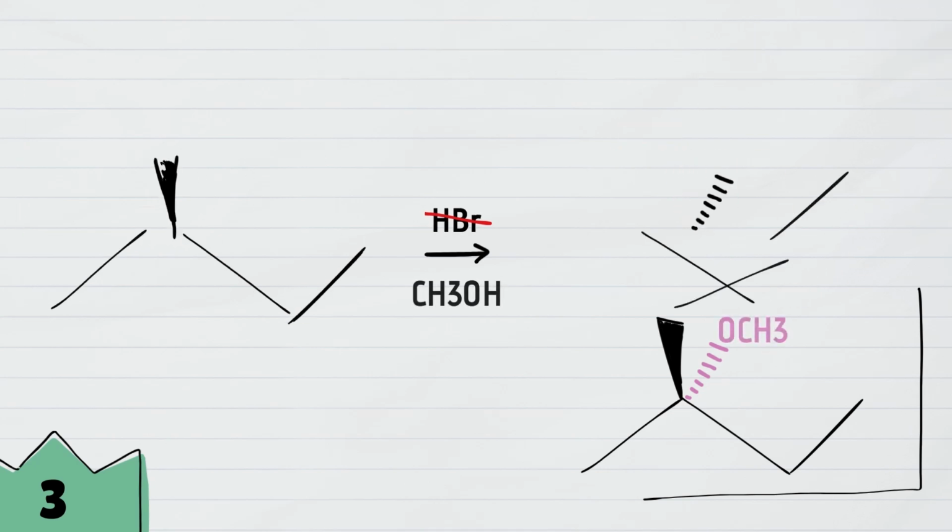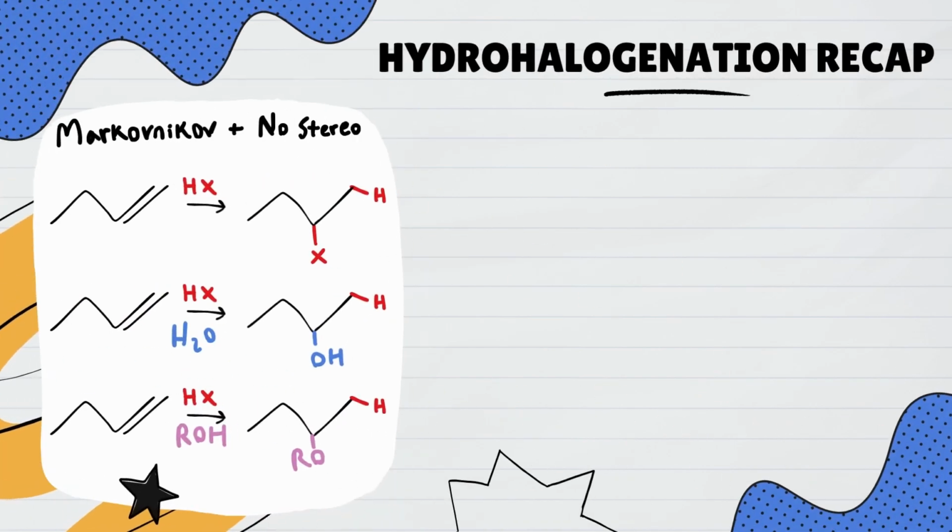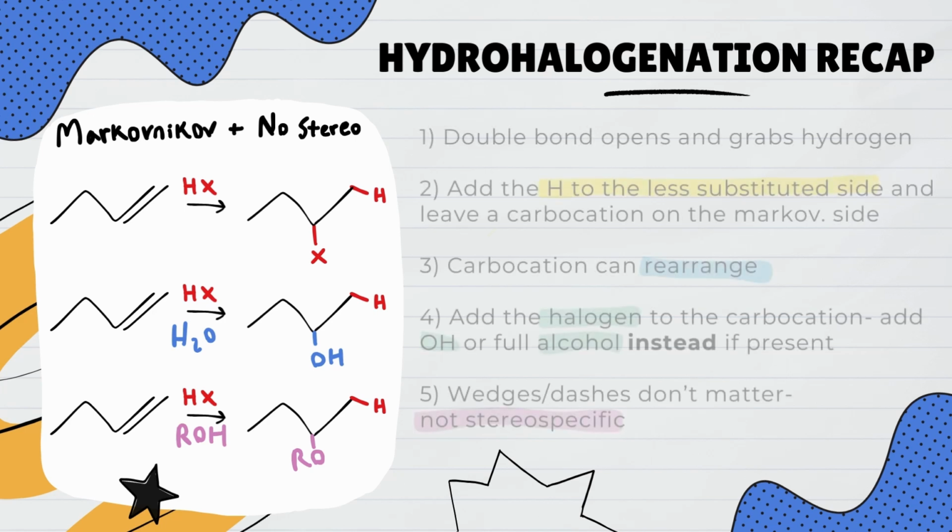And that is that. So to recap hydrohalogenation, check out the summary on the left. It is a Markovnikov reaction where stereochemistry didn't matter. You just had to worry about rearrangements. With just a hydrogen and halogen, the halogen will be the priority that gets the good side of the double bond. If this reaction occurs in water, an OH will actually add on to the good side instead. And if this occurs in an alcohol, you just put on the entire carbon and oxygen chain of that alcohol instead too.